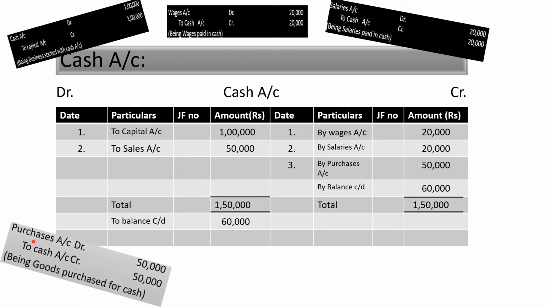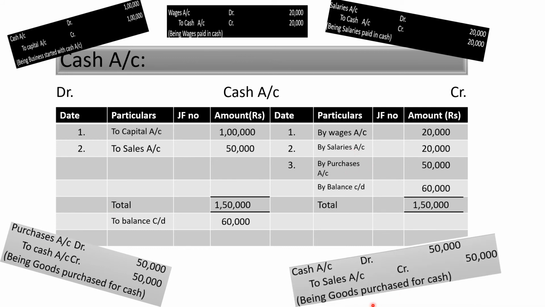And the fourth one is purchases account debit to cash account credit. So we are preparing cash account, isn't it? So go to cash account credit side. Write down what? By purchases. As we are seeing purchases here, we need to write purchases here itself. This is about this transaction.